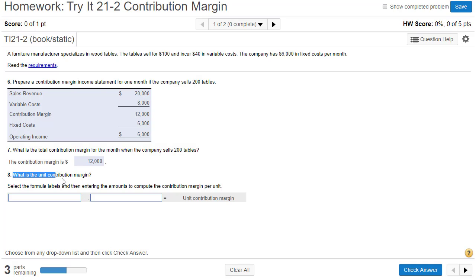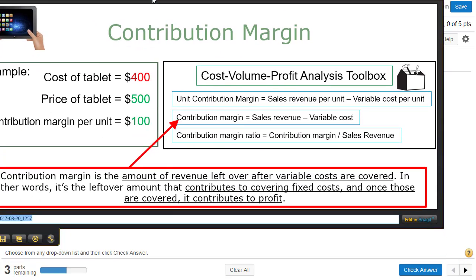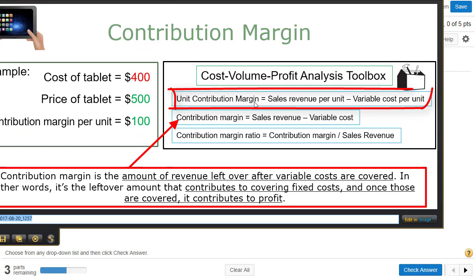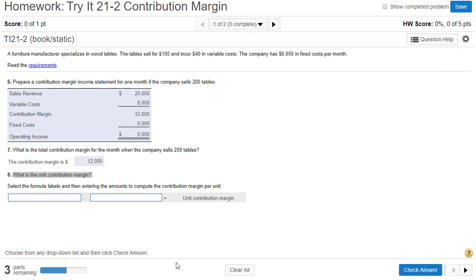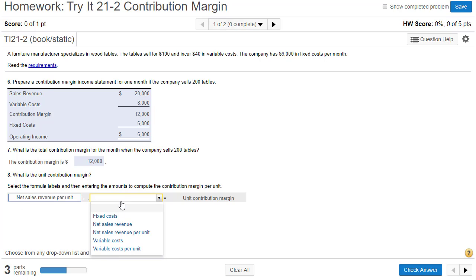Next, what is the unit contribution margin? So remember, unit contribution margin is the same as saying, what's the contribution margin per unit? So the unit contribution margin formula is here. Sales revenue per unit minus variable cost per unit gives us our unit contribution margin, also called contribution margin per unit.